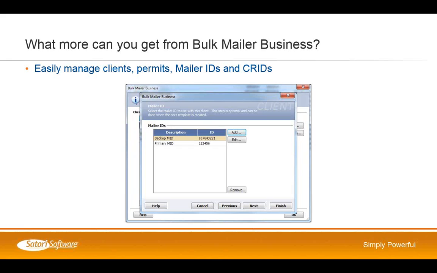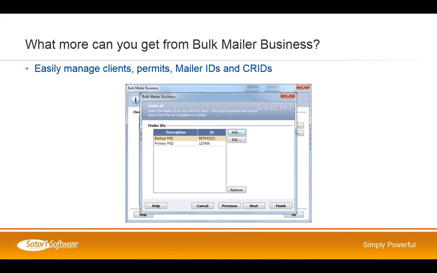So with Bulk Mailer Business, one of the things that's really cool is you can actually create multiple mailer IDs per client and multiple mailer IDs for yourself as the mail preparer as well. Once you've assigned all of these new mailer IDs here, we'll roll through all of them and use up all the sequence numbers for the first mailer ID and then go to the second one before going back to the first. Or if you have multiple, we'll go through all the sequence numbers for each of the mailer IDs before going back to the first one.